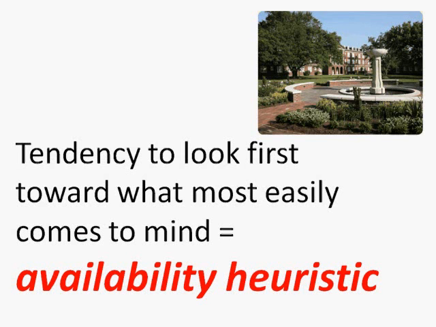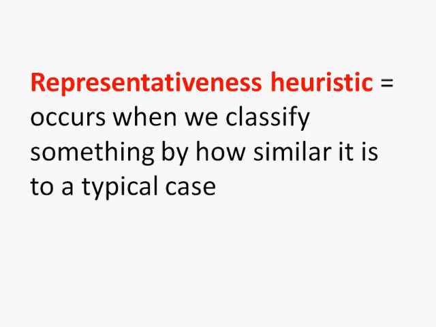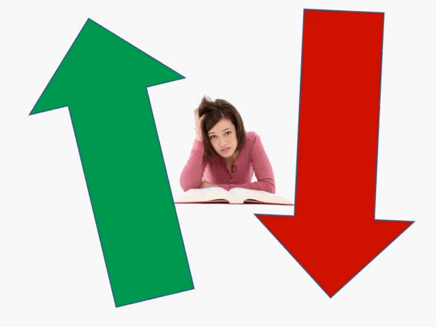Have you ever visited a campus and it just felt right or wrong? Think about the images of colleges you see in the movies. Movie location scouts choose those brick and ivy campuses for a reason. They match our typical college schema. When we visit a campus or see pictures of it on a website, we are unconsciously comparing it to our mental schema for a typical college. The representativeness heuristic occurs when we classify something according to how similar it is to a typical case.